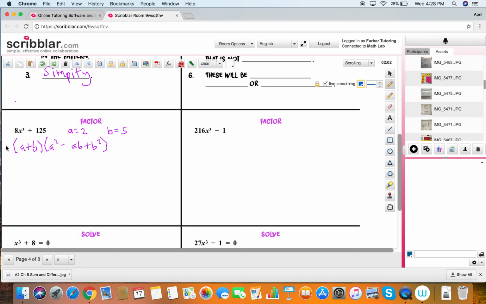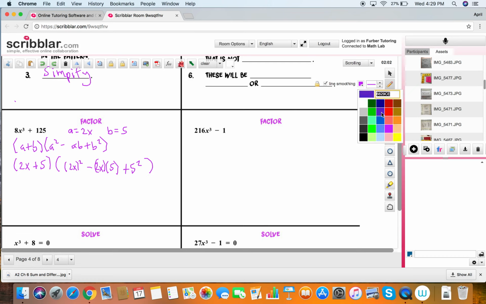So let's plug in those values. For A, I'm going to put in 2, but remember it's 2x, because you didn't just cube 2, we cubed 2x. So instead of A, we'll write 2x. Instead of B, we're going to fill in a 5. And then for A squared, I'm going to do 2x squared, because the A value is 2x and I have to square 2x. Then minus, and then I have to do A times B, so 2x times 5. And then the last one is 5 squared.